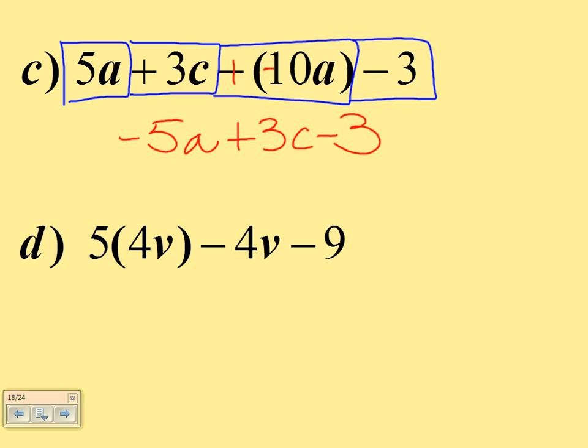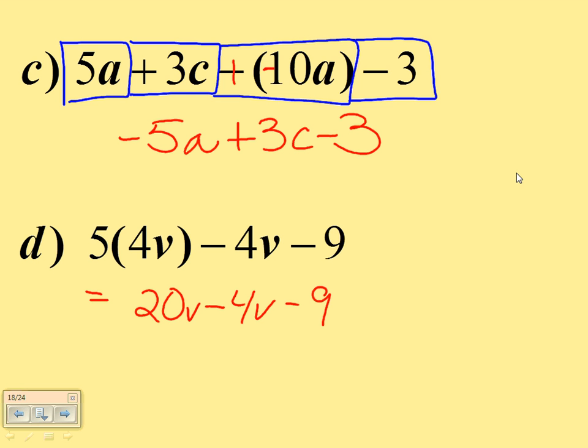Let's look at letter D. Letter D gets a little more complicated. Before I do any boxing, I can simplify stuff. Look at the very front: 5 times 4v. What is 5 times 4v? The answer to that is simply 20v. Then I'm going to drop down everything I didn't touch, which is minus 4v minus 9.